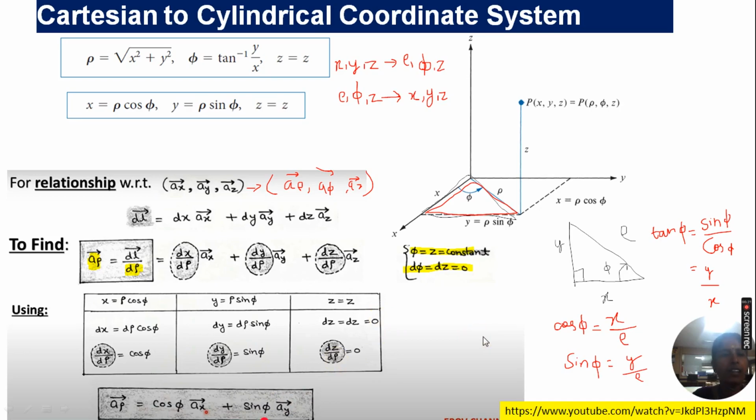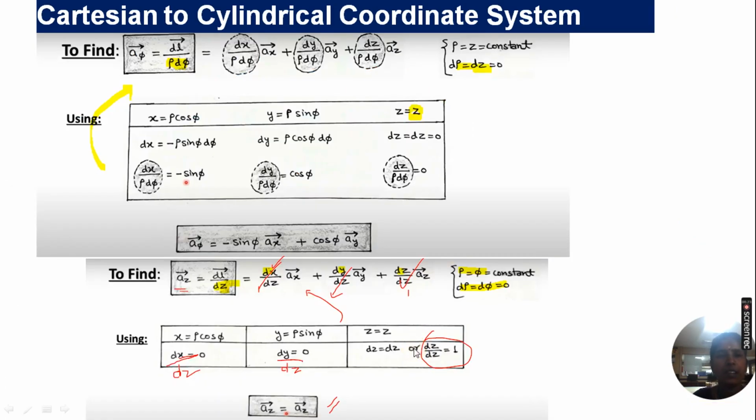Next we can find the next unit vector, that is a phi cap. For that we have to take the differential element in Cartesian coordinates, the same one, but we have to differentiate with respect to rho d phi. In this case, apart from the unit vector that we are considering along the phi direction, the other two coordinates rho and z are constant. Differentiation of that will be equal to 0.